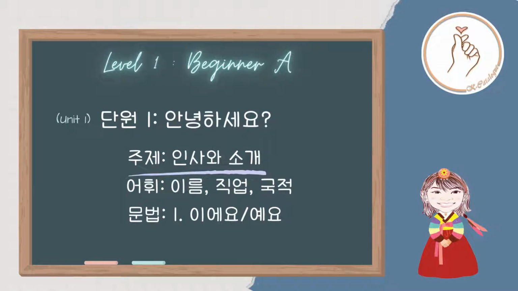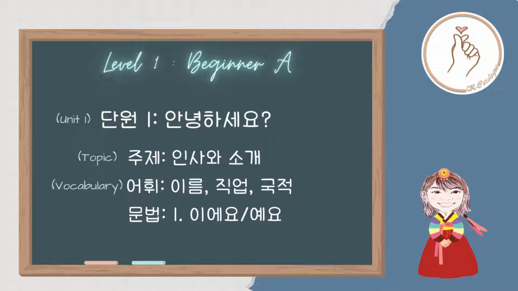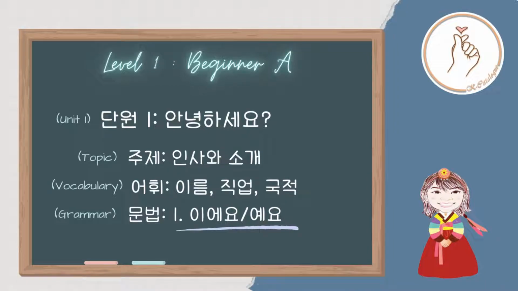Then yung nasa baba naman, juje, insawa soge. Juje means topic. And then yung insawa soge, it means greeting and introduction. And then we have ohui, it means vocabulary. So for this topic, tatlong words yung bibigyan diin natin. So we have 이름, jigop, and gukjok. So later on, malalaman nyo yung meaning nila. Last is grammar. So for this video, we're going to learn ieo versus yeyo.